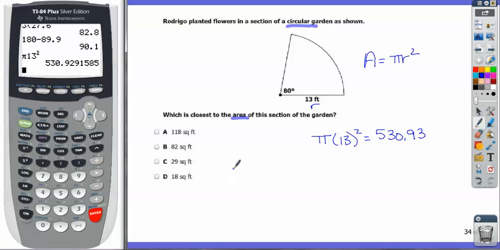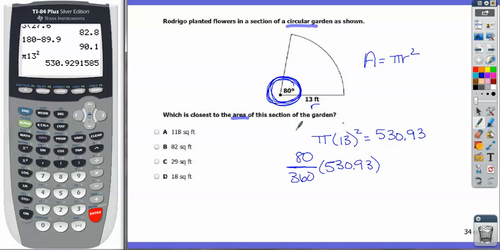So what do I have to do next? Well, I'm only talking about part of this, so I'm going to actually look at that 80 degrees. So I have 80 degrees out of 360, and I'm going to multiply. That's the only part of the circle I want.